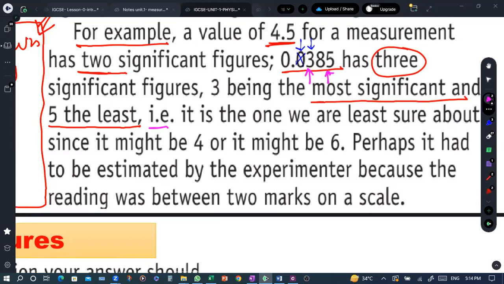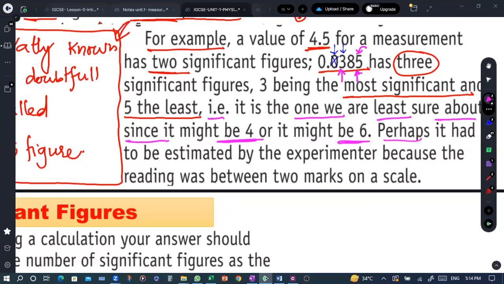That is the one we are least sure about, since it might be 4 or might be 6. So we are basically not sure about this 5, right? This was the first doubtful digit I told you. Is this clear? This was the first doubtful. So perhaps it had to be estimated by an experiment because the reading was between 2 marks on the scale.